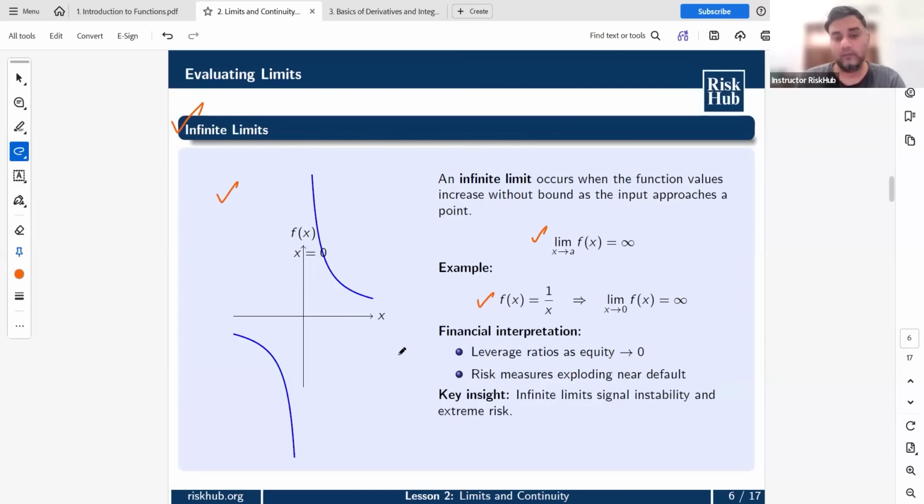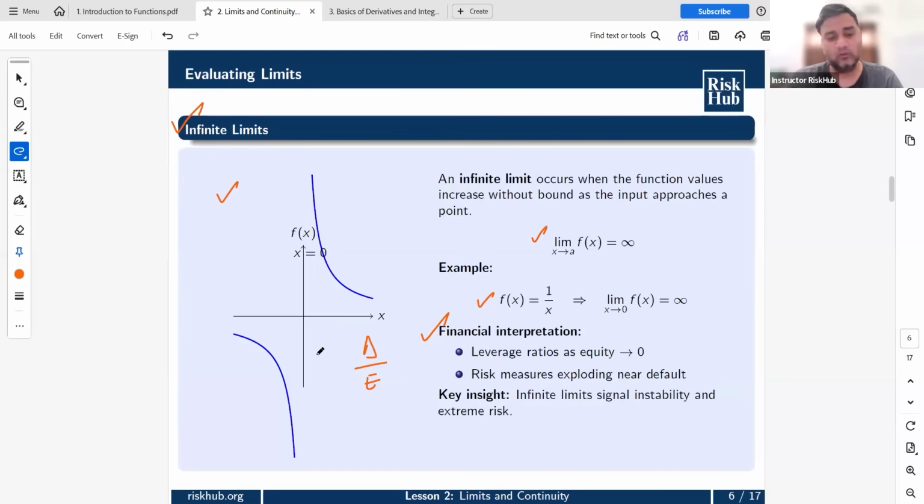Now, what is the financial interpretation here? This concept will appear everywhere in finance, for example when you study the leverage ratio. Leverage ratio is debt by equity. If equity approaches 0, the leverage explodes, and there is a risk near default. When a firm approaches bankruptcy, the risk measure increases sharply.